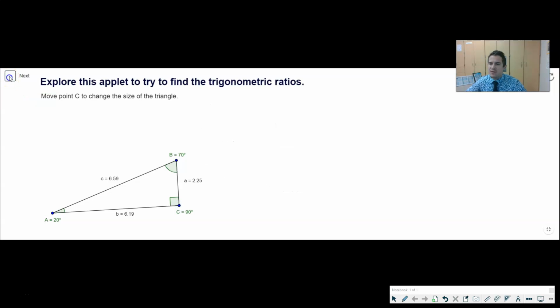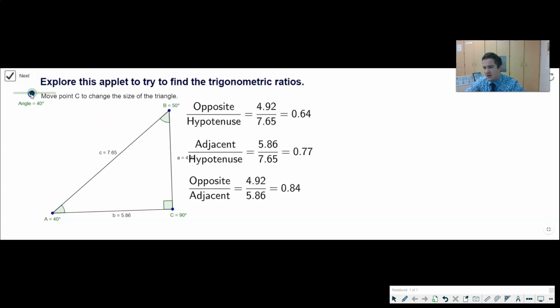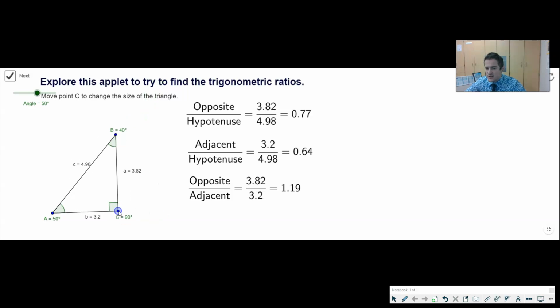Well, I know what you might be thinking. Mr. Burrell, that's just because you have a 20-degree angle. What if that angle was bigger? Okay, let's say a 50-degree angle. So in this 50-degree angle, notice the opposite divided by the hypotenuse side, 3.82 divided by 4.98, is 0.77. This one's 0.64. This one's 1.19.